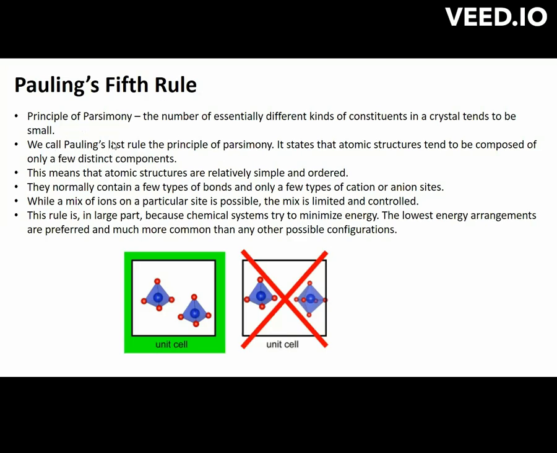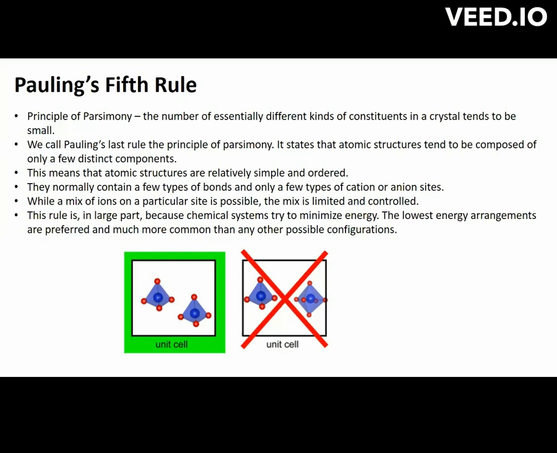All right. So we call Pauling's last rule the principle of parsimony. It states that atomic structures tend to be composed of only a few distinct components. Remember, the aim is to have components which are the same to minimize the energy. But if we've got different ones, they must be small. They shouldn't be many. This means that the atomic structures are relatively simple and ordered. They must be simple and ordered.